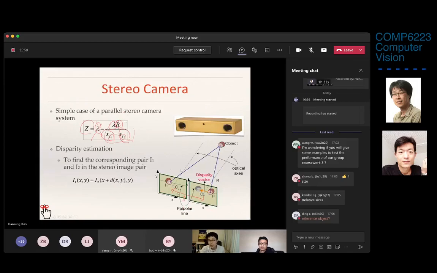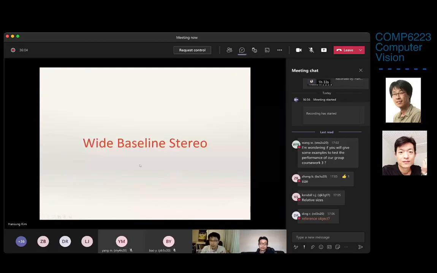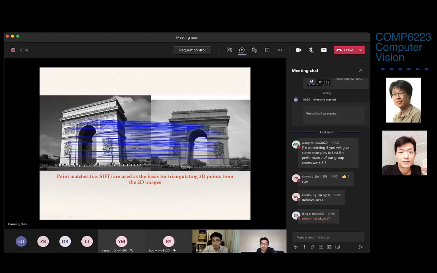And the key point is finding the corresponding point between 2 images, like finding the disparity map, disparity vector. I already introduced one last week, right? So correspondence matching is very important, but in a narrow baseline, it's much easier. But in a wide baseline, it's harder, especially getting a dense map is very, very difficult. This one is in Paris. I hope you recognize this one.